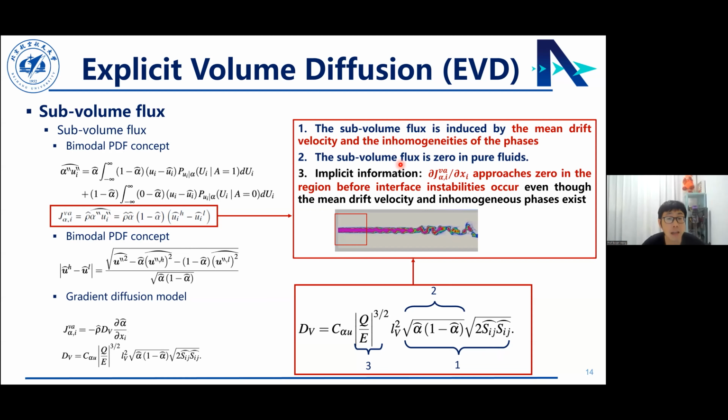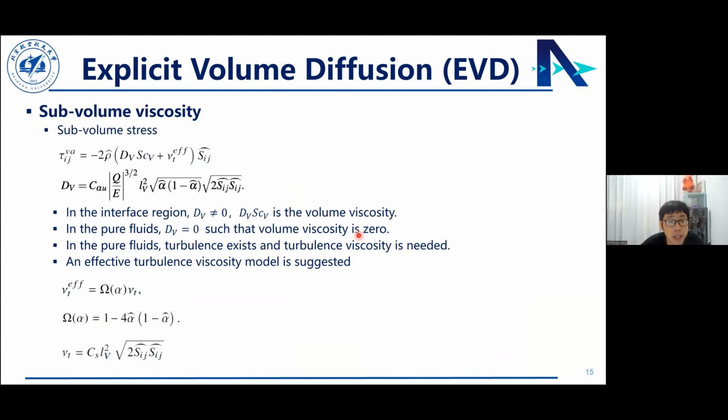And then we need to close the subvolume viscosity. For the subvolume viscosity, we still introduce the volume speed lemma, and also the effective turbulent viscosity. We know in the interface region, EV is not equal to 0, from the last slide. So this dV times the speed lemma can give the volume viscosity. But in the pure fluids, dV equals 0, such that the volume viscosity is 0.